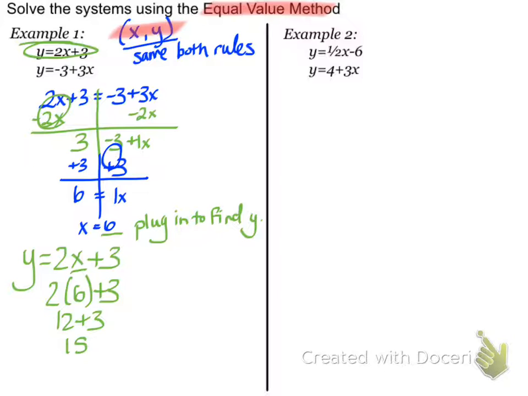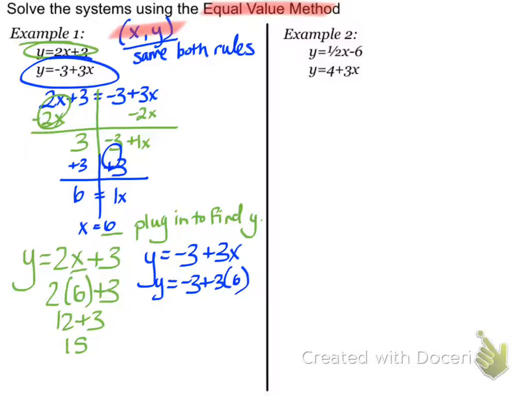So y is 15. Now I will ask that you do both rules. This way you know that you're correct and you didn't make a silly mistake in the equation. So I'm going to do it again for the second rule, y equals negative 3 plus 3x. I'm again going to plug in 6 for x, and I'm going to solve. I get negative 3 plus 18, because 3 times 6 is 18, and then I get 15. I get the same answer. So we carefully follow order of operations, we do the math, and we get the same answer. It should be the same.